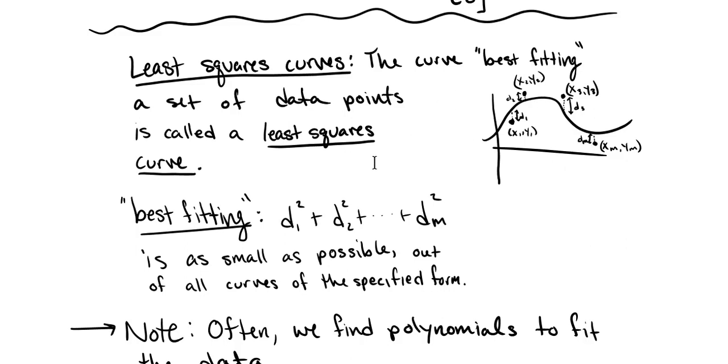What we really mean by the best fit, when we say least squares, is that the sum of the squares of these little distances is as small as possible when compared to any other curve of a specified type. Might be a specified degree polynomial, or some other type of function. But of all the functions of the specified form, the best fitting curve of that form is the one that makes the sum of the squares of these vertical distances from your data to your curve minimal, as small as possible.